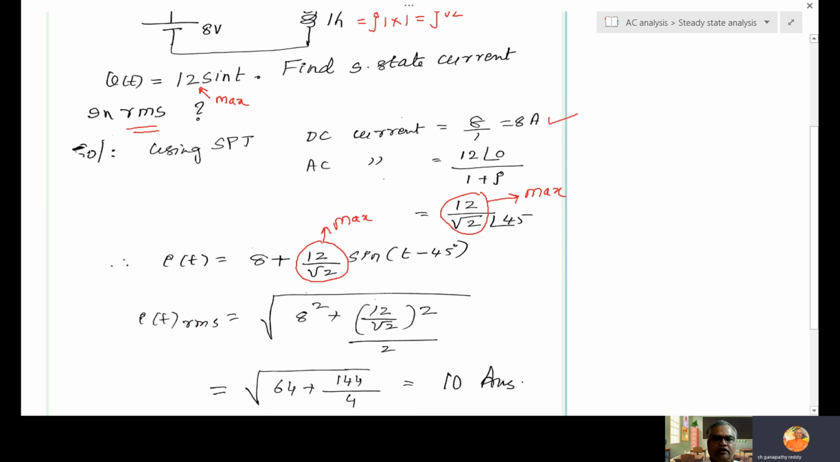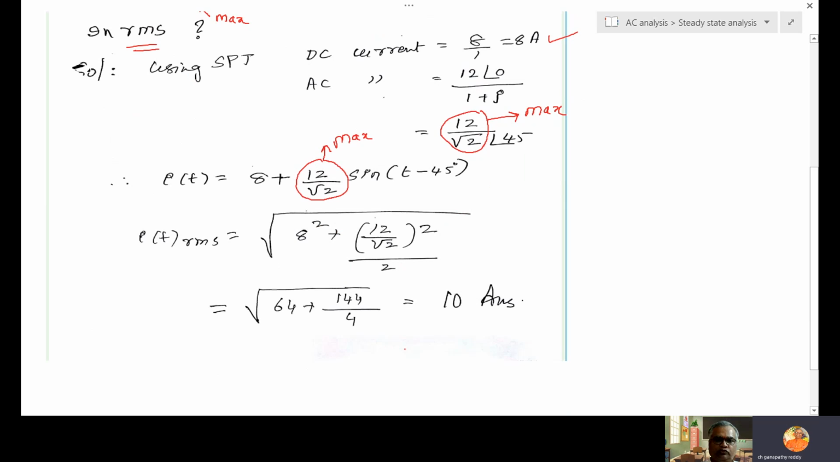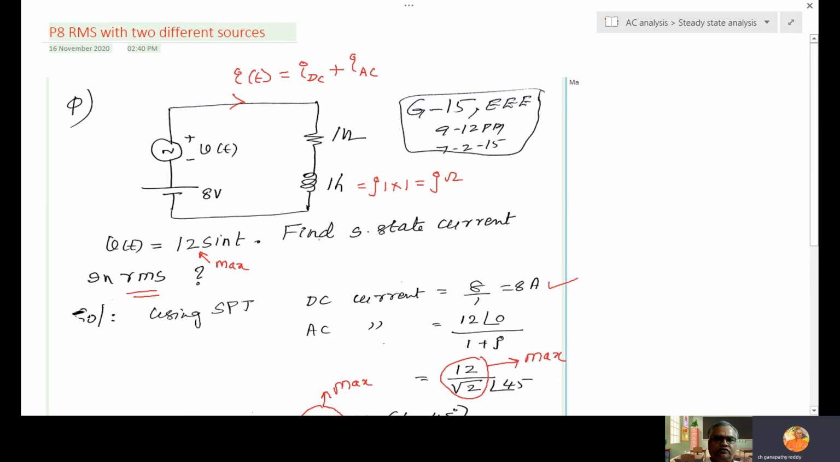And the question is to find RMS. So root of 8 square plus 12 by root 2 square by 2. So maximum square by 2. This 10 is the answer. So the sixth step in steady state analysis, what I told in the theory, is very, very important. There are so many questions on the sixth step.